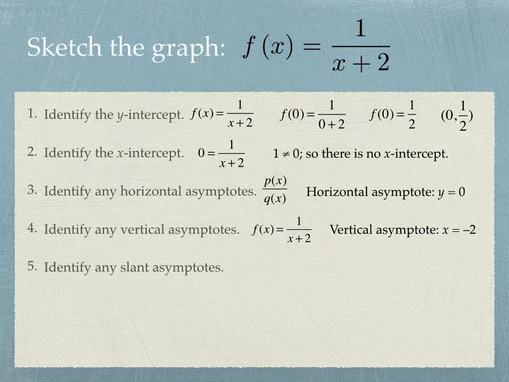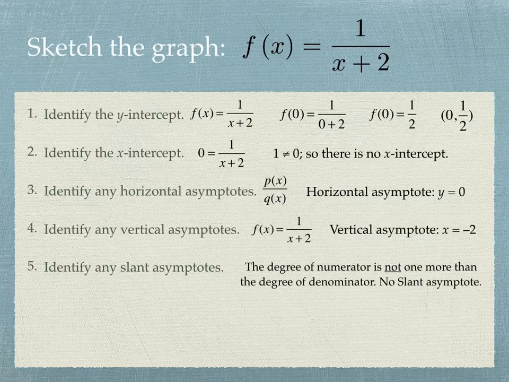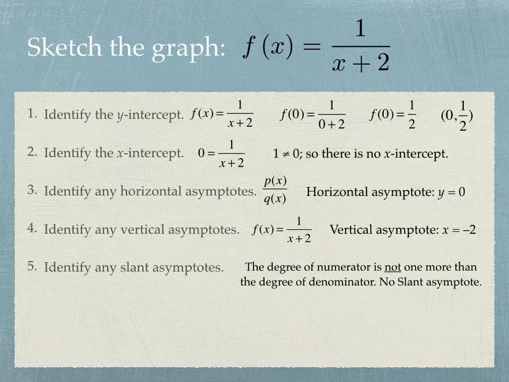Slant asymptotes. We find a slant asymptote if the degree of the numerator is 1 more than the degree of the denominator. That is not true in this case, therefore there is no slant asymptote.